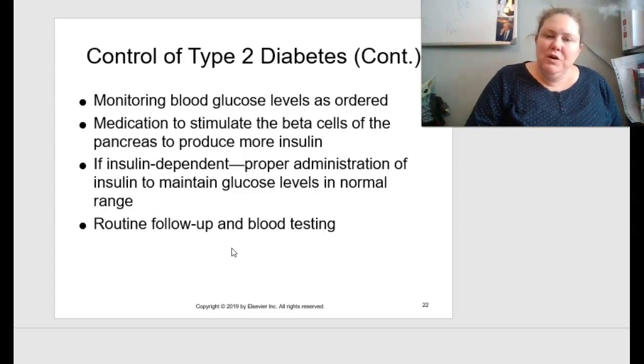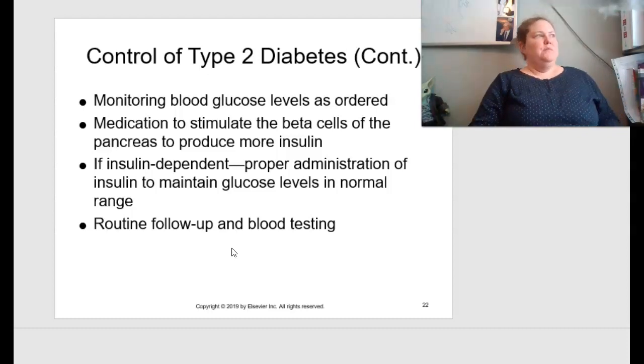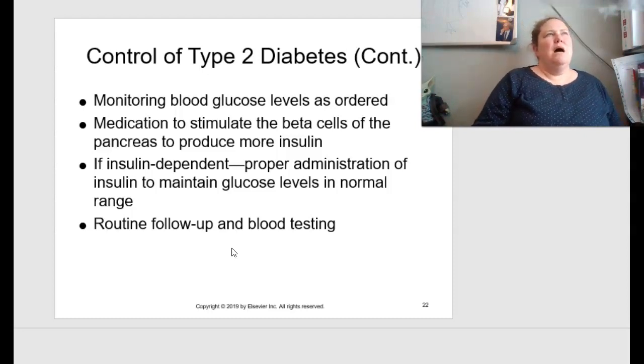We have to monitor your blood glucose levels as ordered. That's with the finger prick or with, of course I'm forgetting, the monitoring devices that you can put into your body, and they monitor constantly for 2 weeks or whatever. Those are very good and important.